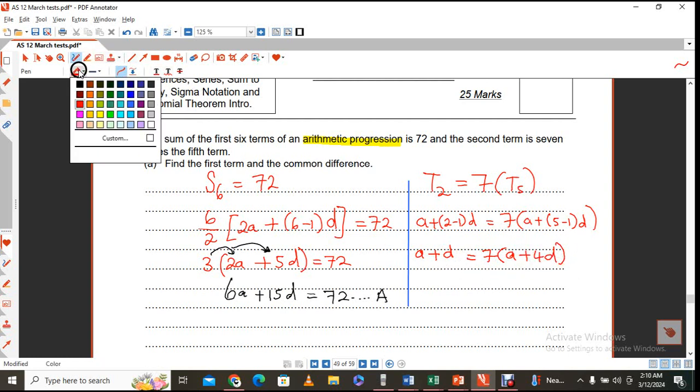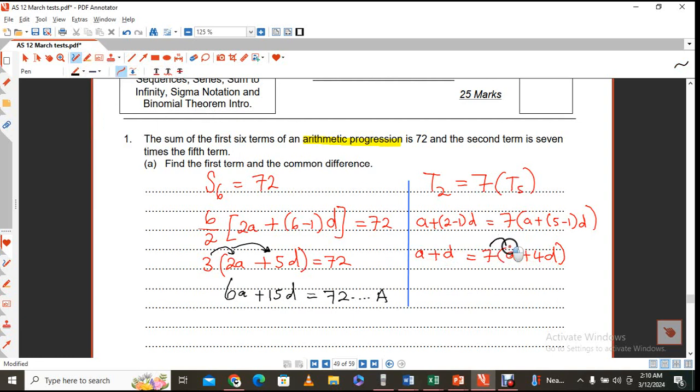All right, so I'm just going to go ahead and distribute that 7 over. I'm going to write it this side, so I've got 7a plus 28d equals a plus d. So again, just going to have everything on the left. So this is going to be 6a, and then I'm going to have 27d equals 0, and that will be my second equation. Right, so they want us to find the first term and the common difference.